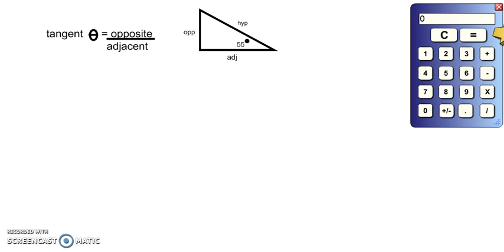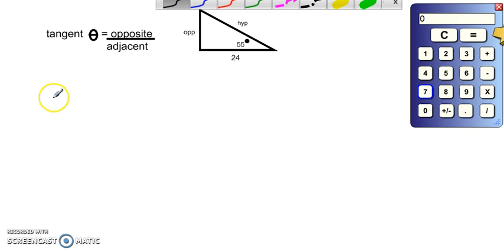So for my triangle, I have theta here at 55. So across it would be my opposite, next would be my adjacent, and next to it, but across from the right angle, would be my hypotenuse. So I'm going to say that my adjacent is 24. I already know that adjacent is 24.